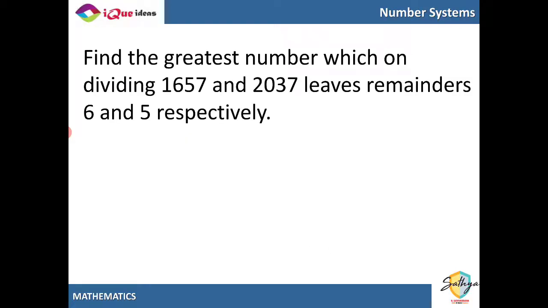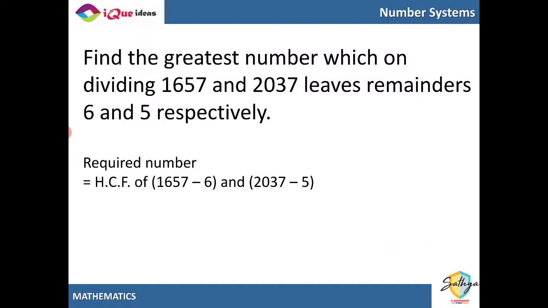So, find the greatest number which on dividing 1657 and 2037 leaves remainders 6 and 5. So if 1657 is 6 excess, then the number is 1657 minus 6 and 2037 minus 5. Right, I remove the excesses. So that means I need to find the HCF of 1651 and 2032. And if you do your calculations correctly, the answer will be 127.